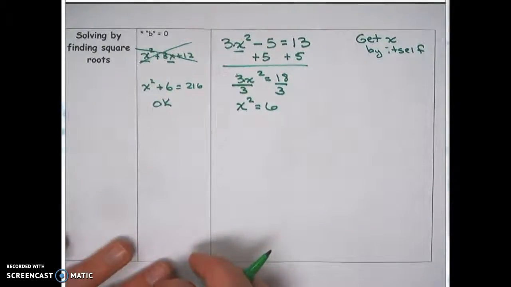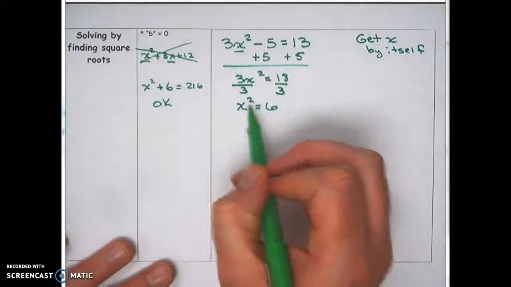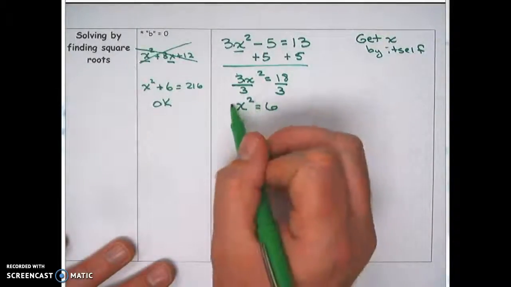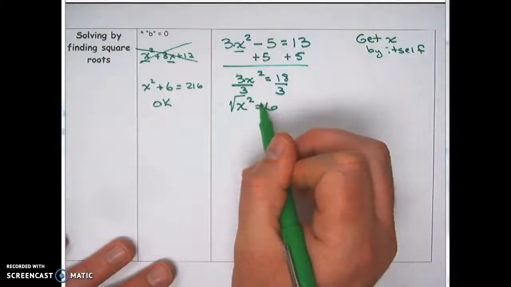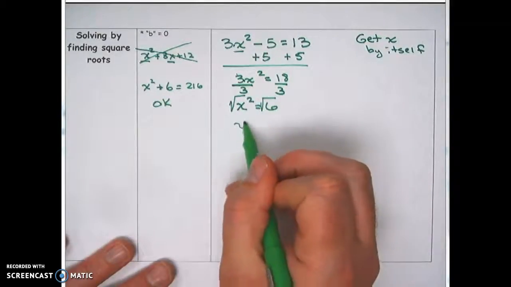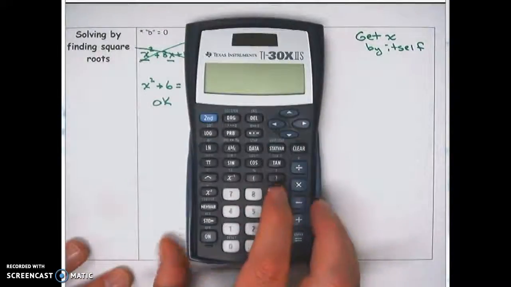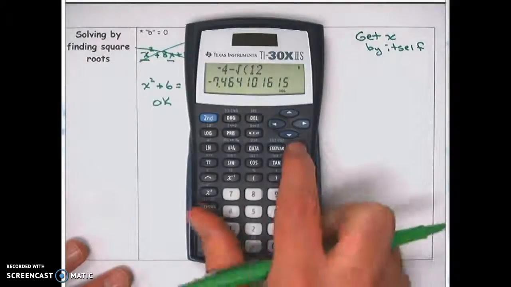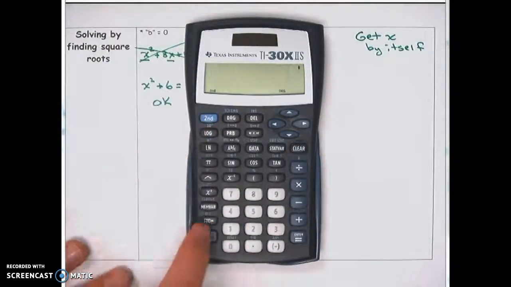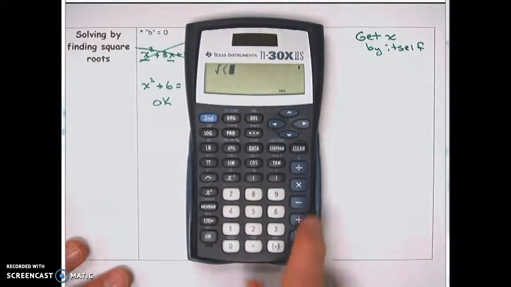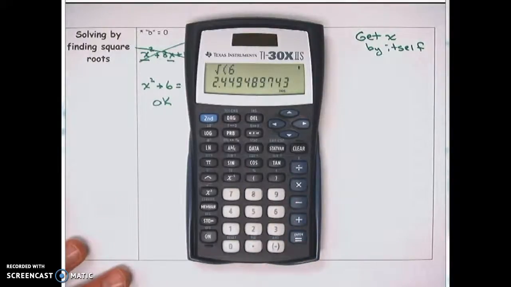Now we're really close to having this solved. We have x squared by itself. We would like x by itself. So to finish it off, we're going to square root both sides. When we square root both sides, we're going to get an answer. Now we're probably going to want to use your calculator here. Remember, the square root button is second and then the x squared button. And when you square root 6, it gives you that big long decimal.